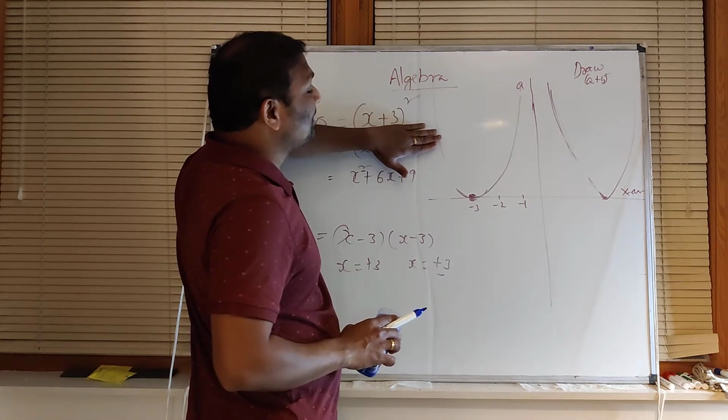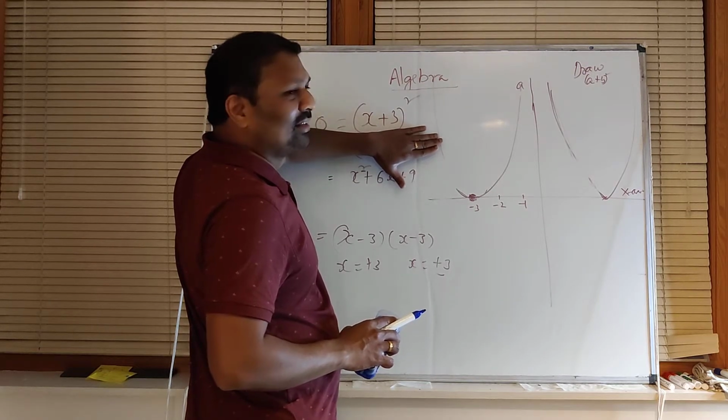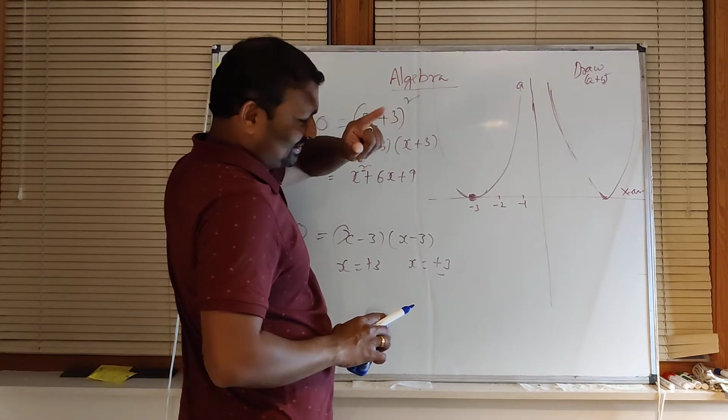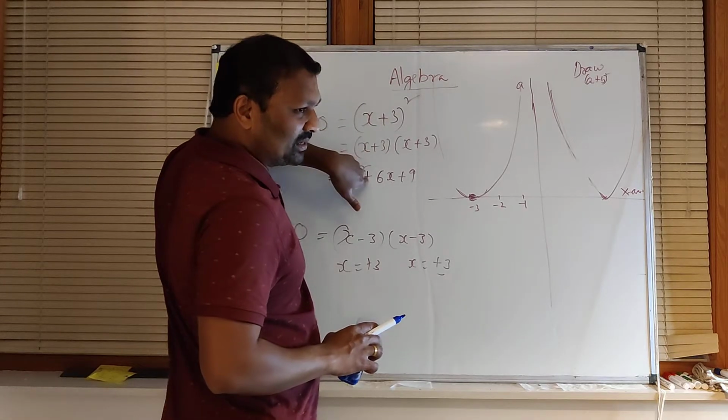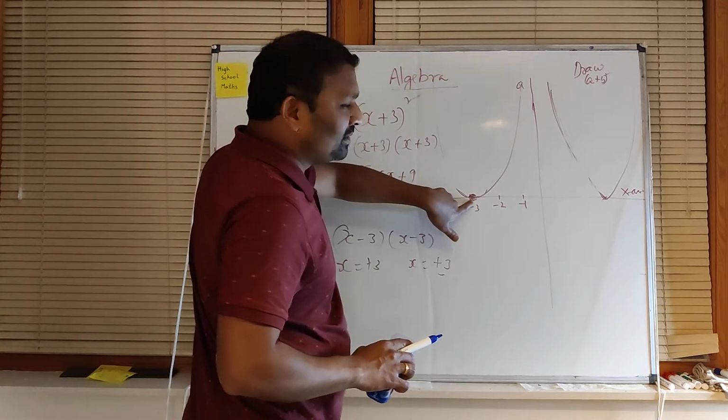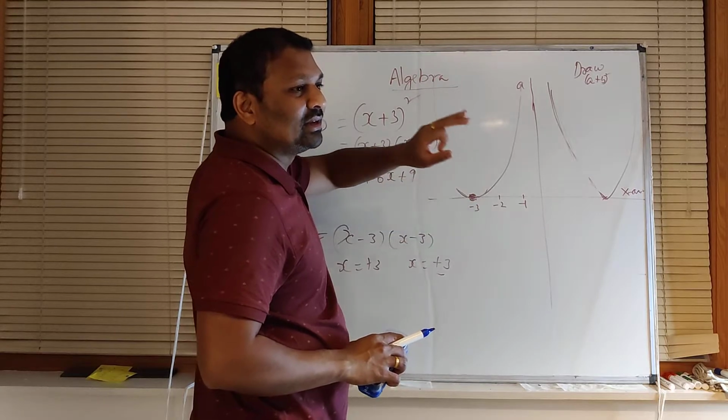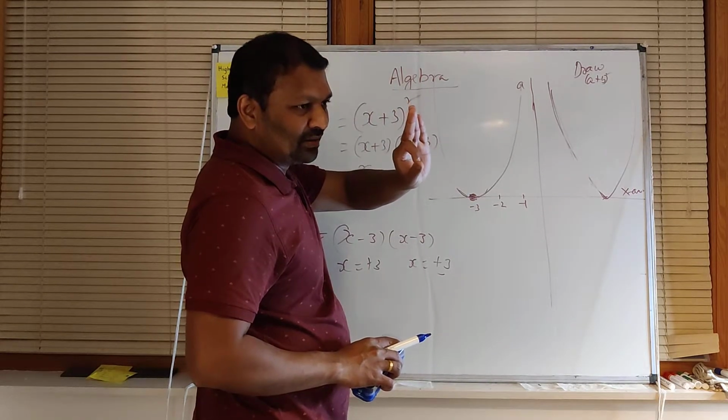No, I'm saying factors. Factors are x plus 3 and x plus 3. Exactly. Both factors are the same. That's why both roots are the same. That's why the point at which it intersects the x-axis, there is only one point.